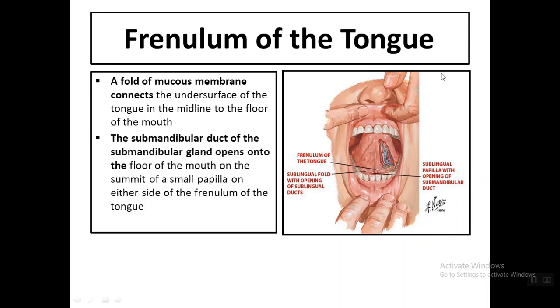The submandibular duct is on both sides of this frenulum. Here we can see there is a papilla, and in this papilla we have the opening of the submandibular duct of the gland. The submandibular duct of the submandibular gland opens into the floor of the mouth on the summit of a small papilla on either side of the frenulum of the tongue. هذه هي الغدة اللعابية راح تكون on both sides of the frenulum of the tongue.